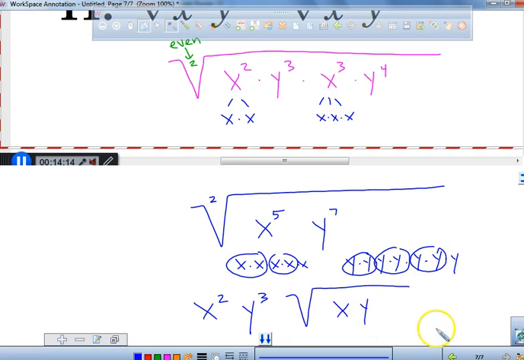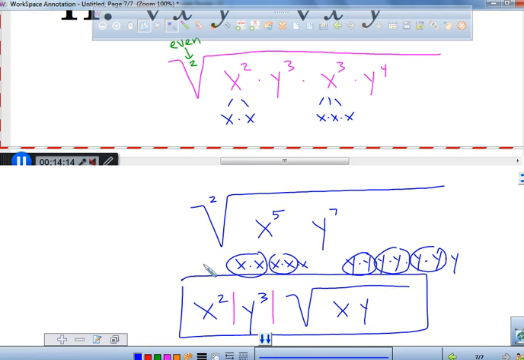Very good. Now, we had an even index. That means something is going to require absolute value bars. Miranda, it is the y because it says y cubed. Very good. Good job, Miranda. Everybody, let's give Miranda a little round of applause.